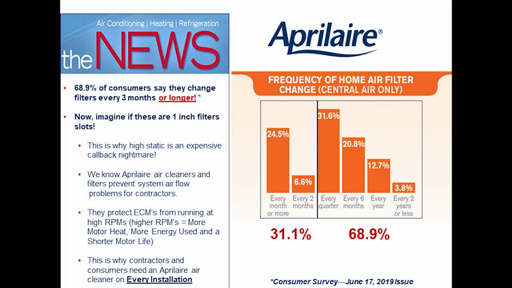There's a lot of data on this slide. I don't want to spend a lot of time on it, but this is simply showing how often people are changing the filters when they have a central air conditioning system. And we know there's a lot of 1-inch filters out there. You've got 24% of the people, 1 in 4, changing it every month or maybe more frequently. And then you've got about 1/3 of the people that are changing it out 4 times a year. We know those filters are probably loaded and probably restricting airflow by that point.